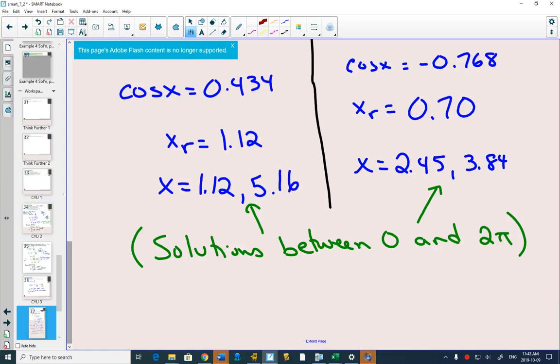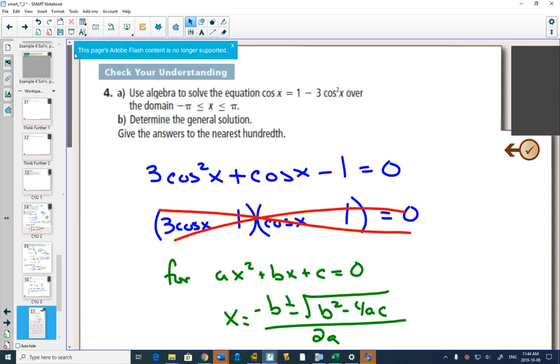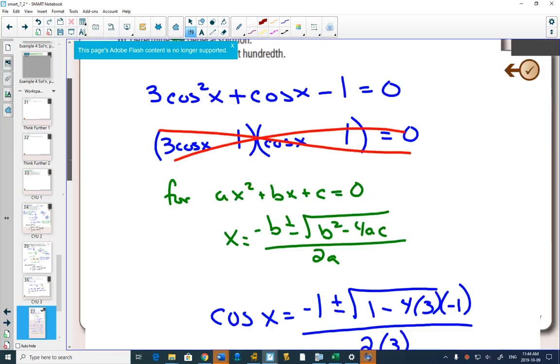I hate math. No, don't say that. You should instead say, oh, yes, I'm not done. I get to do more math. So exciting. Do we get to do more math? Yes! We get to do more math because it says solve between negative pi and pi. And we solved between 0 and 2 pi.